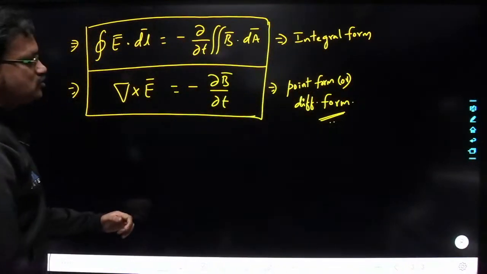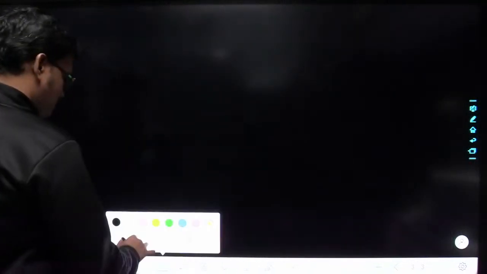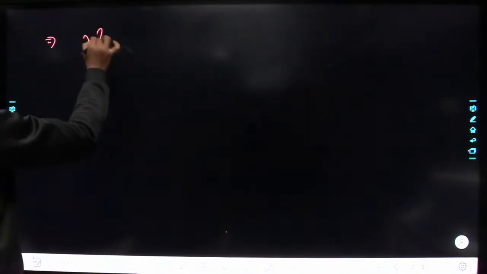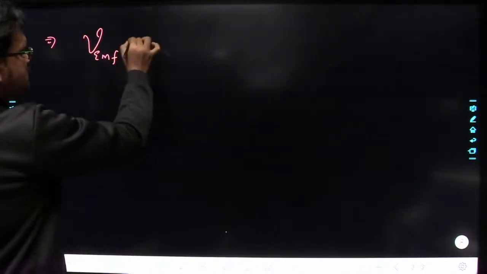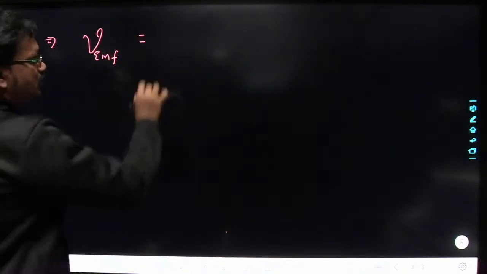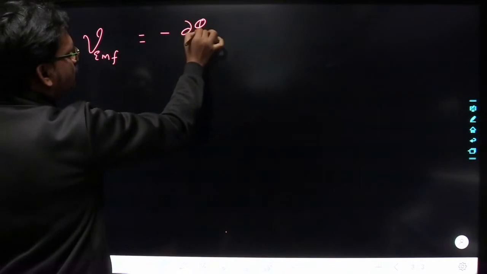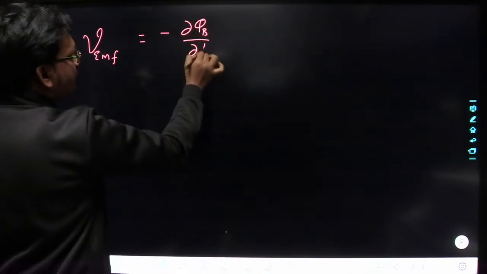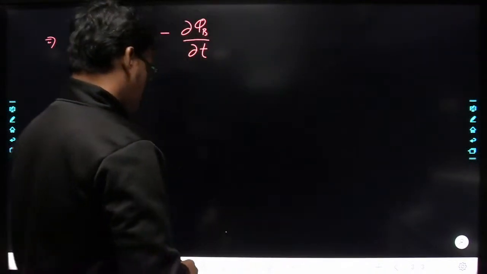Right. So now coming to the basic expression: V_EMF, that is the induced voltage, is equivalent to minus dou phi B by dou t.